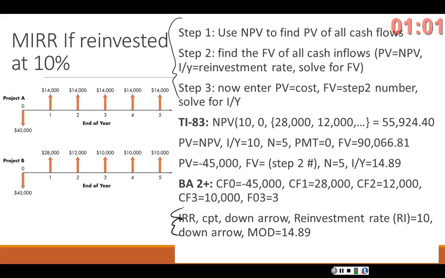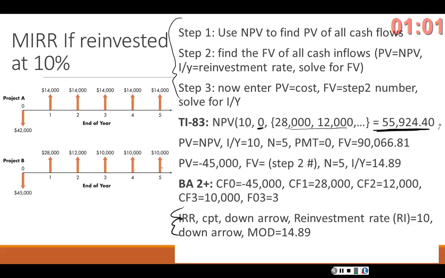If you have a graphing calculator, you simply calculate the net present value of the cash inflows. So here's the discount rate. Cash flow at time period 0, you put in as a 0 because that's a cash outflow. Followed by the cash inflows, 28,000, 12,000, 10,000, 10,000, and 10,000. That gives you the present value of these cash flows to be $55,924.